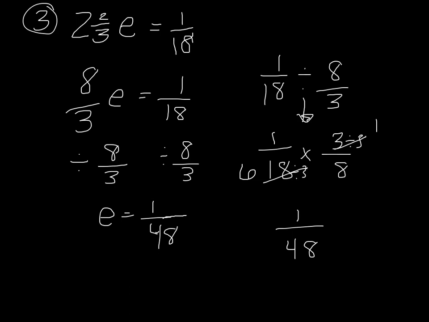All right, there we go. That was much easier than multiplying 8 times 18. So I'm glad that I reduced before I multiplied instead of after I multiplied. Okay, number 4 says -3 4/7 x equals 0.